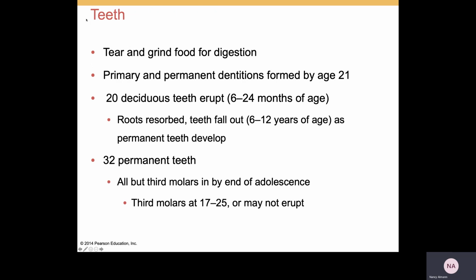The teeth are going to be important because they are going to tear and grind food and get it prepared for digestion through mechanical processing. There are primary and permanent dentitions, teeth formed by about the age of 21. There are going to be 20 deciduous teeth, which are going to erupt between 6 months of age and 24 months of age. The roots get reabsorbed, the teeth fall out, sort of ages 6 to age 12. As those permanent teeth develop, you end up with 32 permanent teeth. All but the third molars are generally in by the time you leave adolescence, and the third molars may erupt sort of from age 17 to age 25, or may not erupt at all.